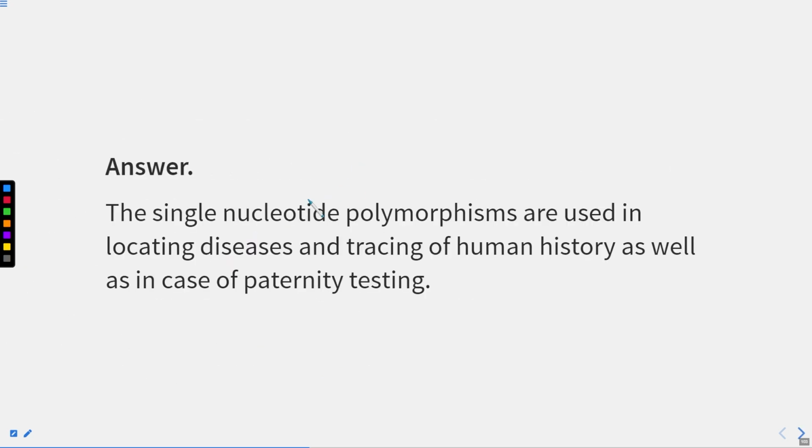Okay. Now, single nucleotide polymorphism. Single nucleotide polymorphisms are used in locating diseases and tracing human history, as well as in paternity testing. All right, so this is the importance of single nucleotide polymorphism, and it can also track the inheritance of diseases associated within the family. They can also trace diseases such as genetic diseases and all.